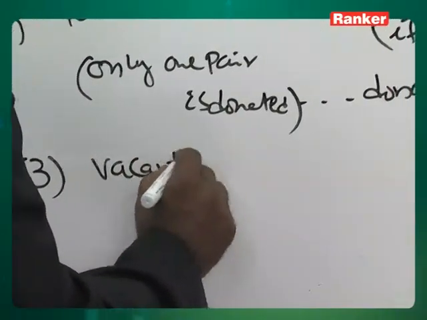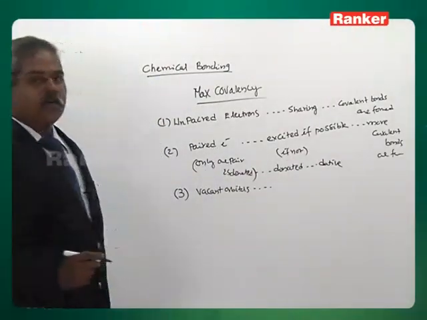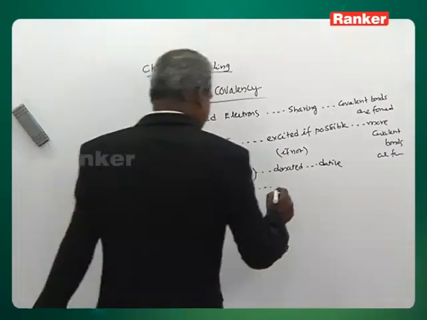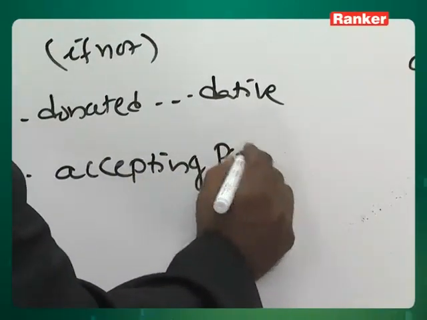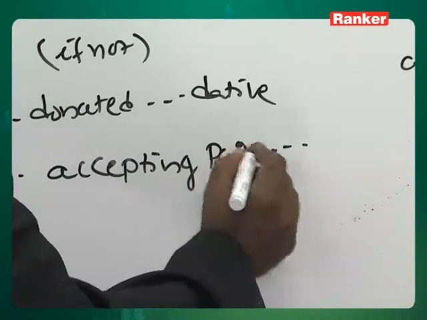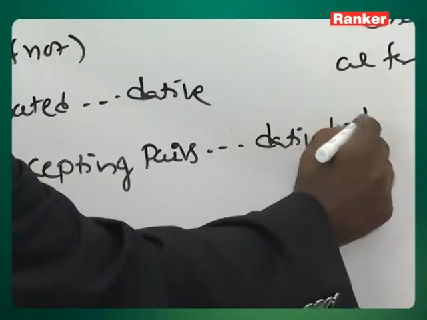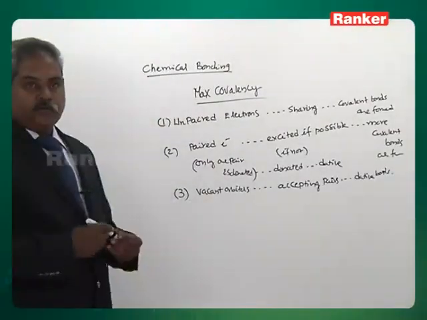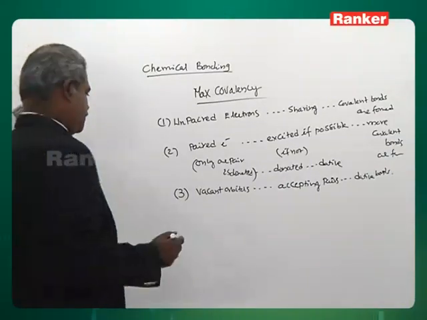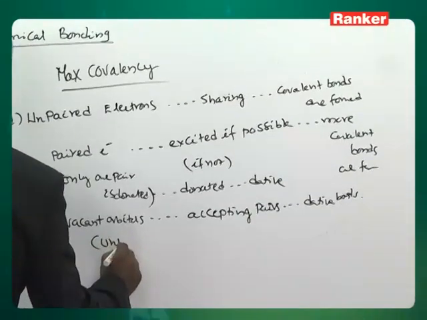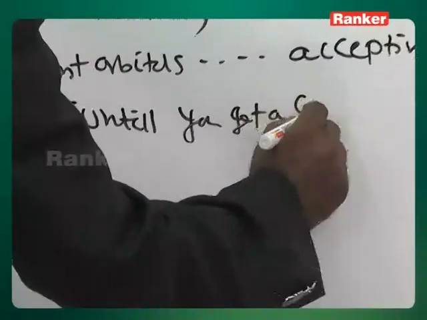Vacant orbitals are used in accepting pairs of electrons, and dative bonds are formed. You accept until you get a maximum of 6 bonds. You accept pairs until you get a covalency of 6.